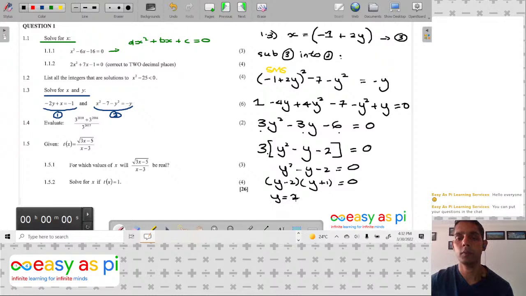Now, when y is equal to 2, let's plug it in here. I then get minus 1 plus 4, so at this point that becomes 3. So your point is x is 3, y is 2. And when y is equal to negative 1, that becomes minus 1 minus 2, which then is x is minus 3. And those are my answers.